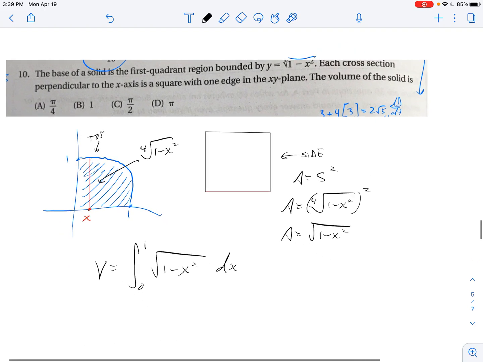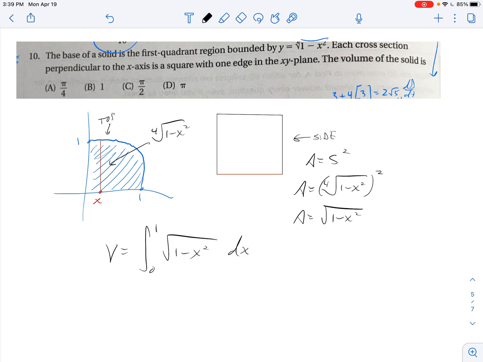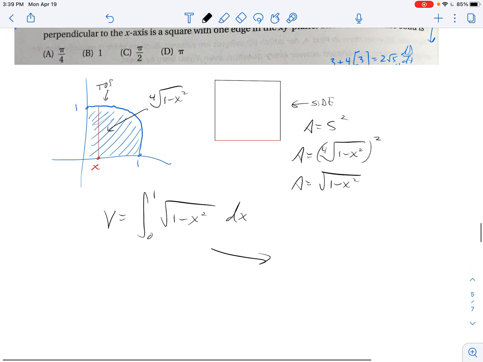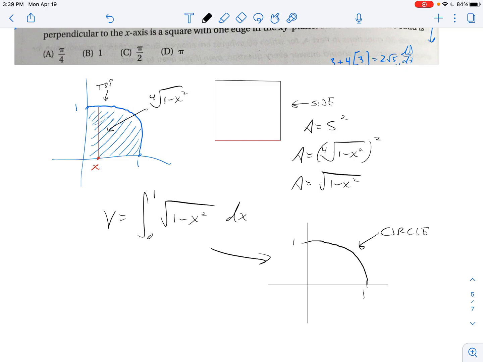And this problem is beyond the pale for the real AP, because you don't know how to do this by the fundamental theorem of calculus. It would have to occur to you that this is the formula for a semicircle. So what this is actually asking you to compute is the area of a quarter of a circle.